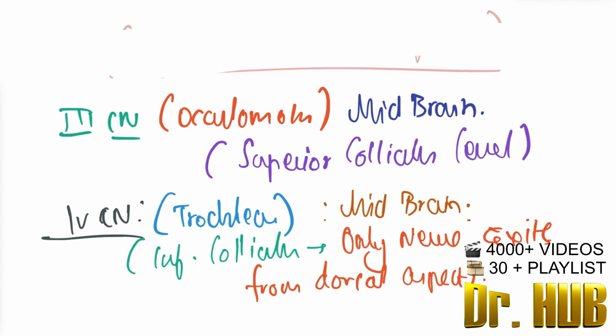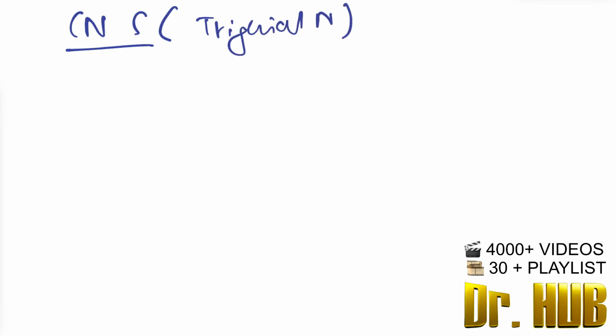Then we move on to the cranial nerve 5. The cranial nerve 5 is known as the trigeminal nerve. It is at the level of the pons. So it is nothing but the substance of the pons.